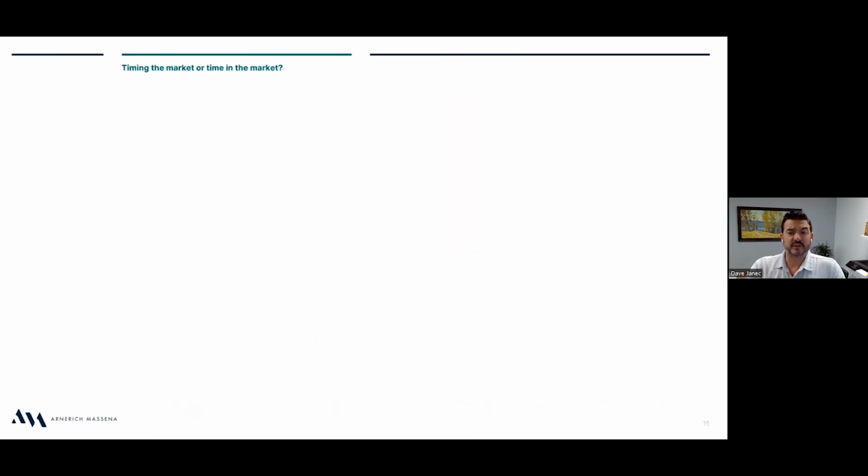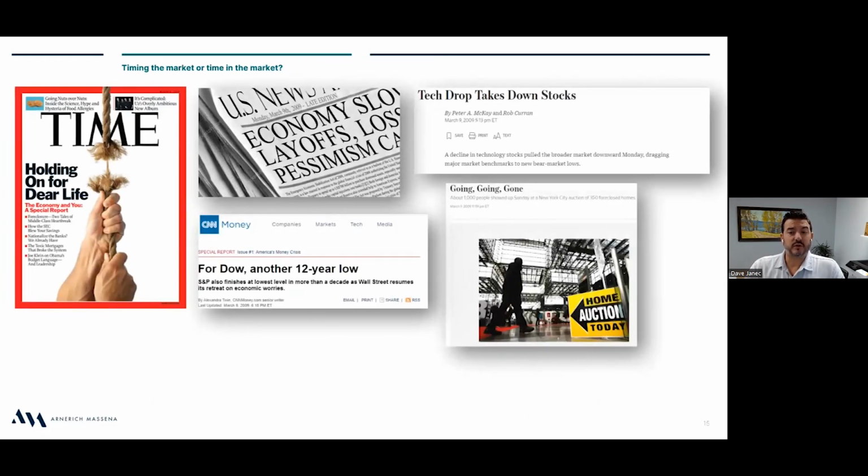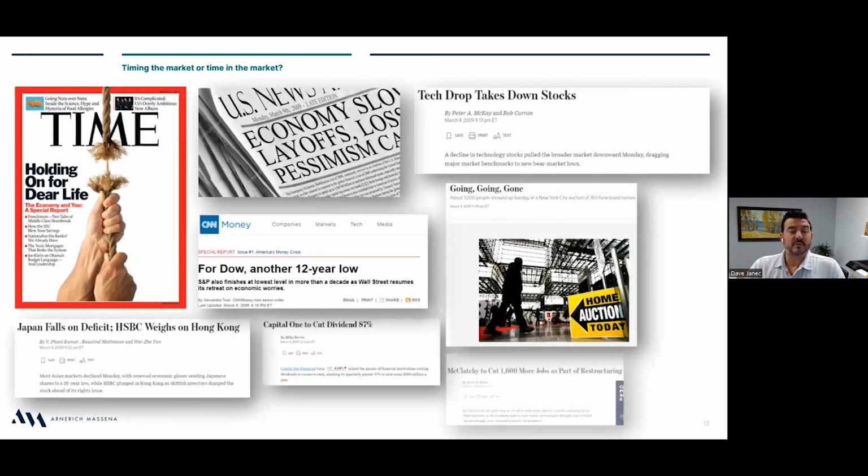It can be really difficult to time the market, which is to say to get the exact day to buy in or sell out of an investment. March 9th, 2009 was the bottom of the recession caused by the Great Financial Crisis. And if you were looking for an entry point to invest and you pulled up the Wall Street Journal for the day, you would have been greeted with these types of doomsday headlines: holding on for dear life, job cuts, dividend reductions. Emotionally, that was a really difficult time to consider buying stocks.